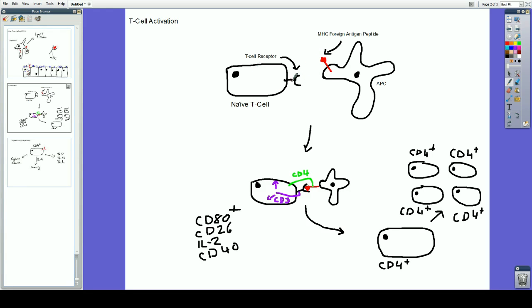So the T cell receptor bonds to the MHC complex from the dendritic cell, and although that connection's made, that's not enough to stimulate activation of the T cell.